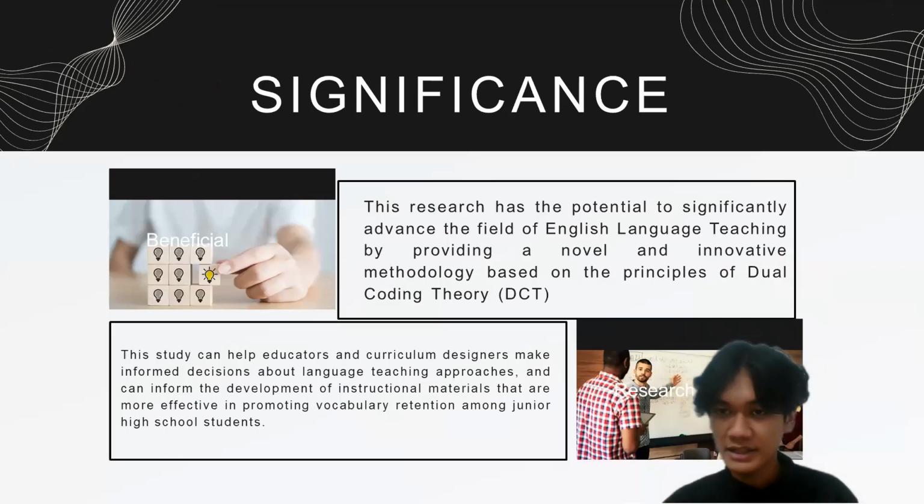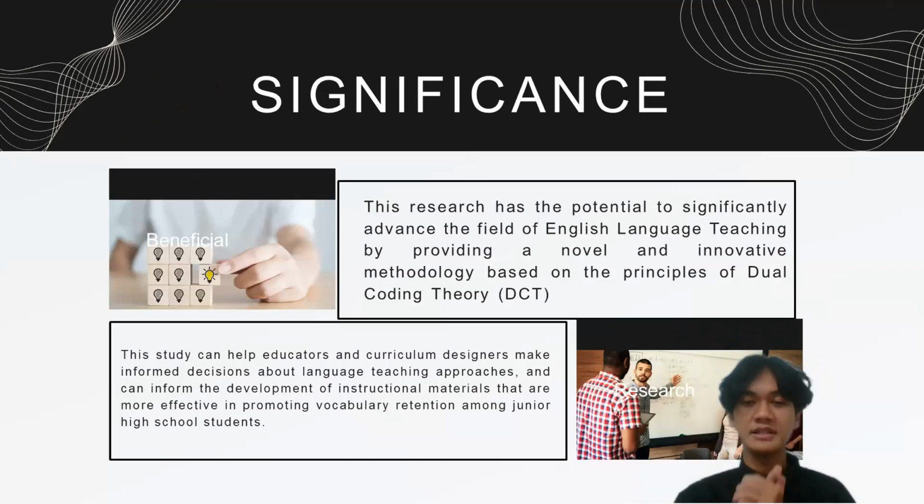Next, we go to the significance of this research. So this research has the potential to significantly advance the field of English language teaching by providing a novel and innovative methodology based on the principle of dual coding theory, DCT. And the second is this study can help educators and curriculum designers make informed decisions about language teaching approaches and can inform the development of instructional materials that are more effective in promoting vocabulary retention among junior high school students.